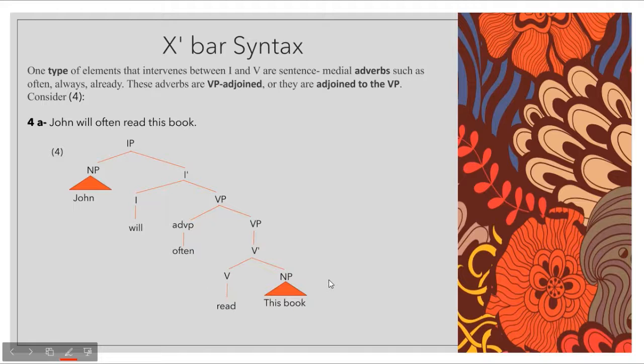One type of element that intervenes between I and V, the inflection and the verb, are sentence medial adverbs such as often, always, already. These adverbs are VP adjoined, or they are adjoined to the VP.